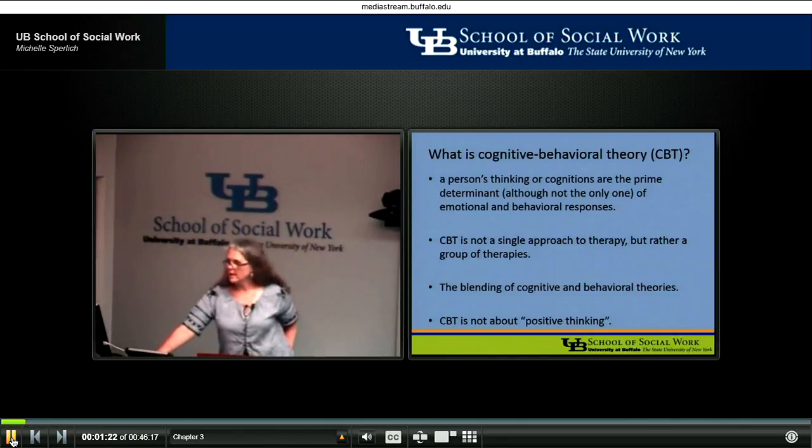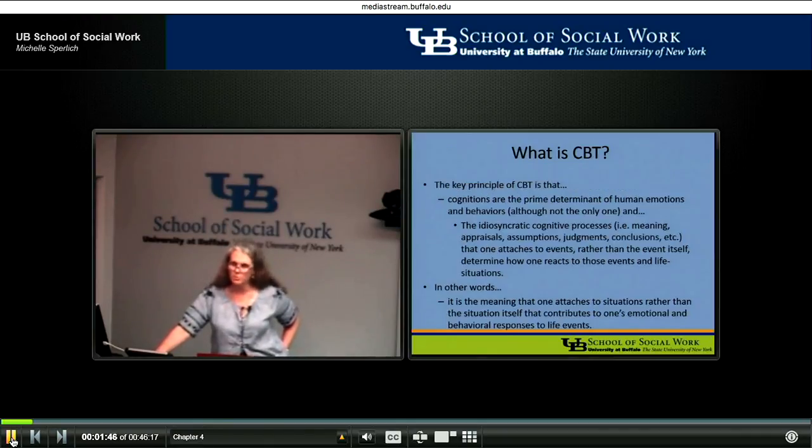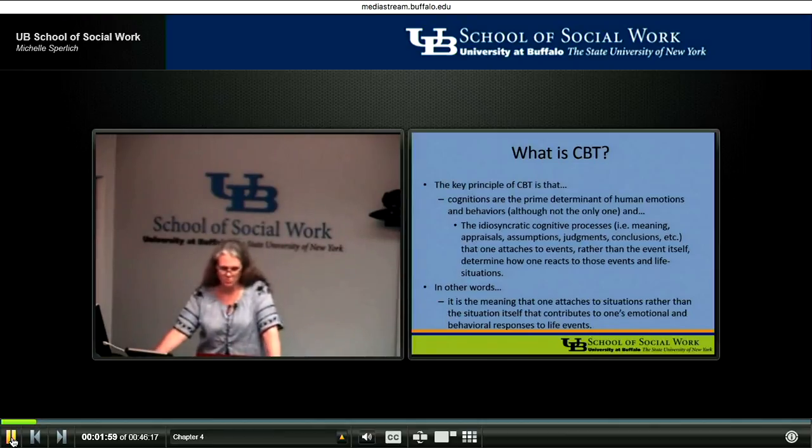So what is cognitive behavioral theory? Overall, this is a theoretical and practice approach that maintains that a person's thinking or cognitions are the prime determinant, although not the only one, of emotional and behavioral responses. So it's not a single approach to therapy, but rather a group of therapies. It represents a blending of cognitive and behavioral theories that have been passed down to us historically. So it's not about just positive thinking. It's actually much more involved than that.